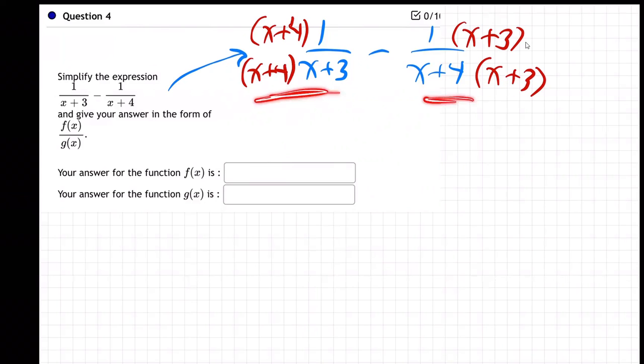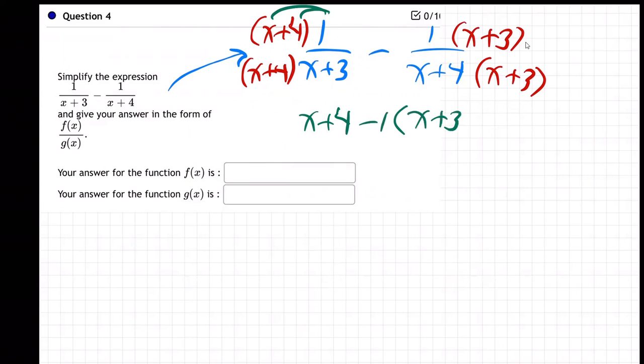Why? Because see how they're the same now? See how I made the two denominators the same by multiplying by the other denominator. They both have the same thing now, don't they? That's what we've got to do, get a common denominator. Okay, so then what becomes of that? This 1 is going to distribute. Okay, and then I'll bring this part over, minus 1 times x plus 3, like that.